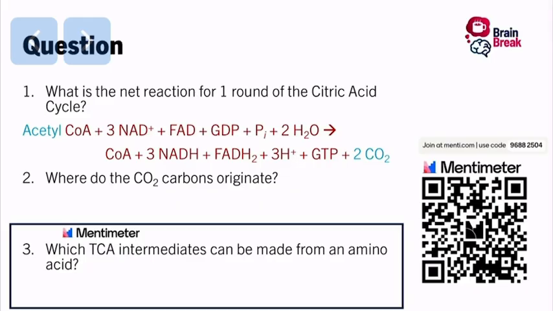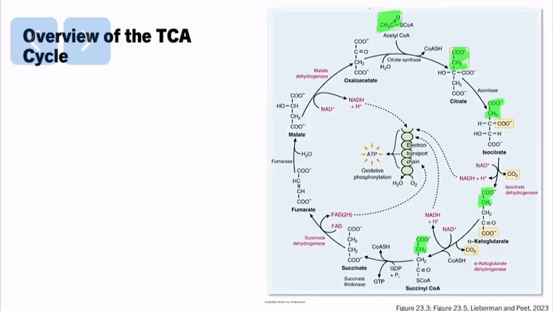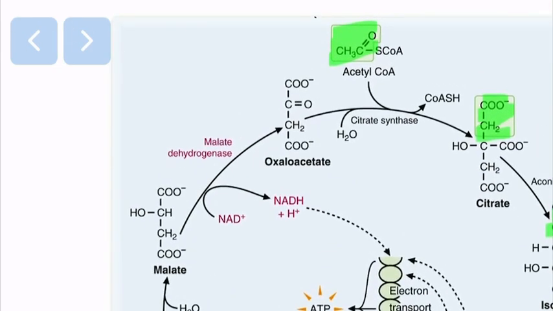And then which TCA intermediates can be made from an amino acid? Looking at the structure, there are 2 molecules that you should start to highlight. If you see a feature that jumps out at you, we saw this with pyruvate and alanine. Whenever you see a carboxylic acid group next to a carbonyl group, that should be highlighting to you that this can be part of an aminotransferase reaction, where you swap it with an amino group.